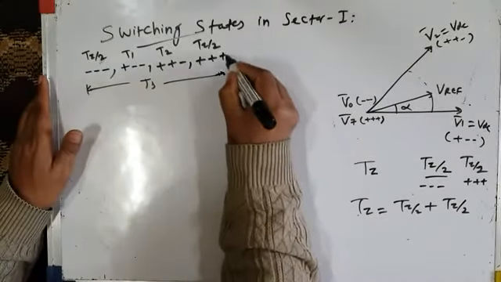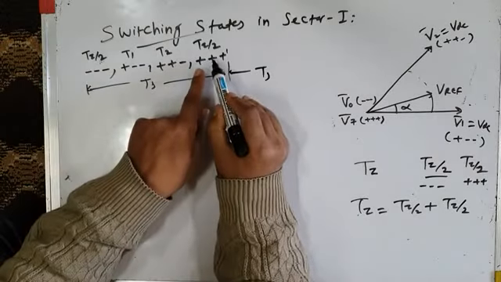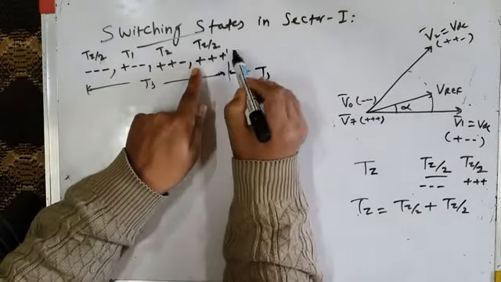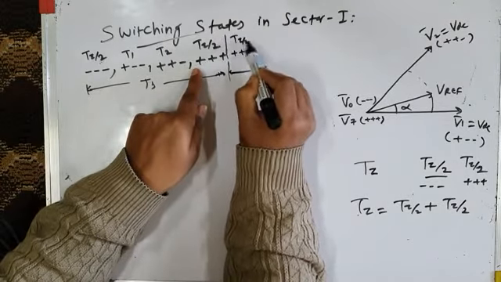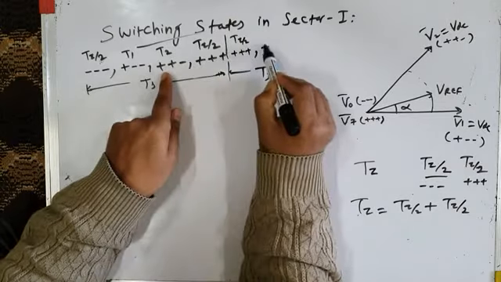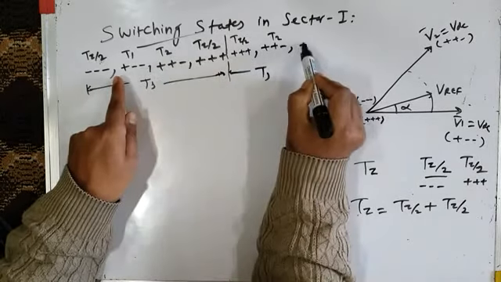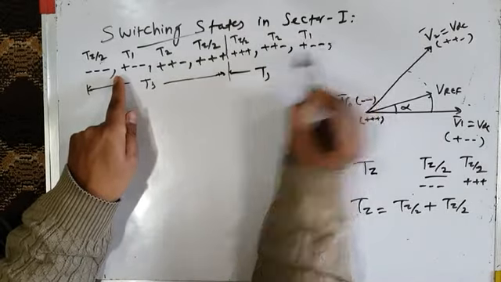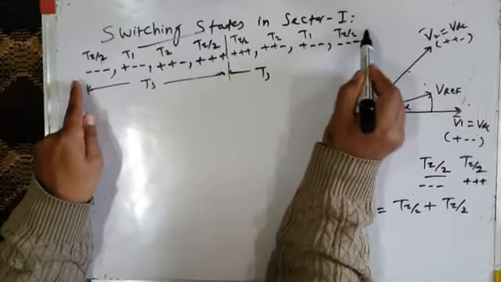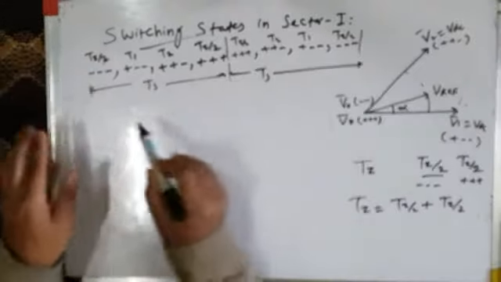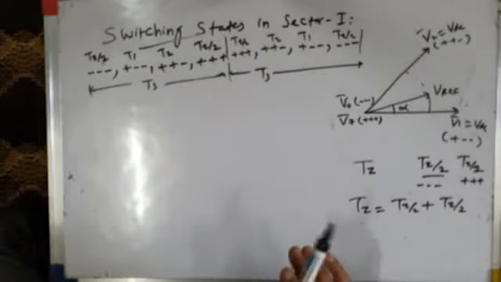तो दूसरा सब साइकिल फॉलो करेगा अनदर Ts. उसमें you first apply this plus plus plus for Tz by 2. Then you apply plus plus minus for T2 time interval. Then you apply plus minus minus for T1 interval, and then you apply minus minus minus for Tz by 2 interval. ये दूसरा सब साइकिल कंप्लीट करता है, and this completes your switching sequence. So therefore switching sequence should be like this.